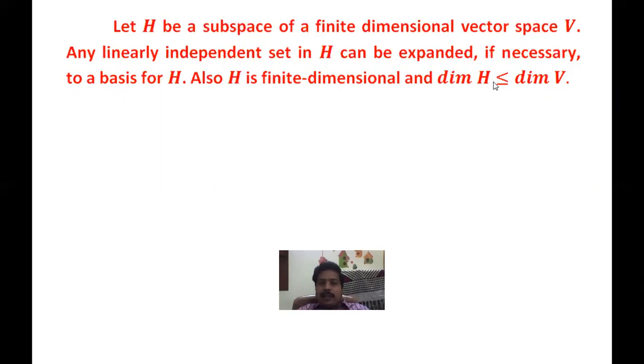Also, H is finite dimensional and dimension of H is less than or equal to dimension of V. So in this theorem, we are going to prove that any linearly independent set in a subspace H of a vector space V can be expanded to the level of a basis, and H is also a finite dimensional vector space whenever V is finite dimensional, and dimension of H is always less than or equal to dimension of V, where H is a subspace of vector space V. So these are the things which we are going to prove now.